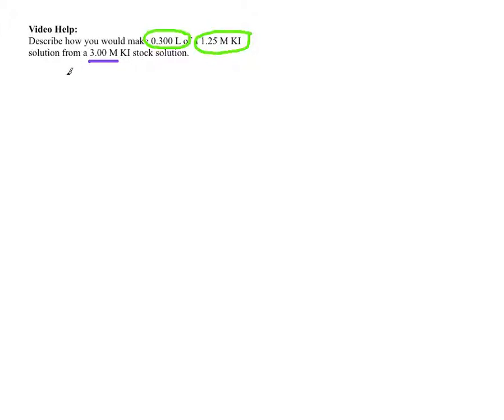So, since I'm diluting, this is going to be an M1 V1 equals M2 V2 problem. Alrighty. Now, I know that my molarity is 3.00 molar, and I'm trying to find out what volume of that I want. So I'm solving for V1. I know that my final concentration needs to be 1.25, and that my final volume needs to be 0.300. Okay. So now I'm going to solve for V1.